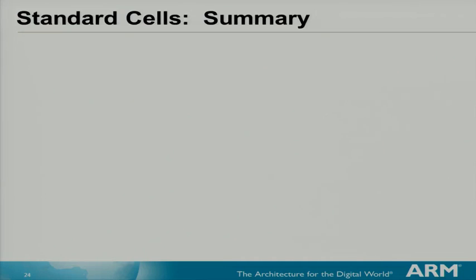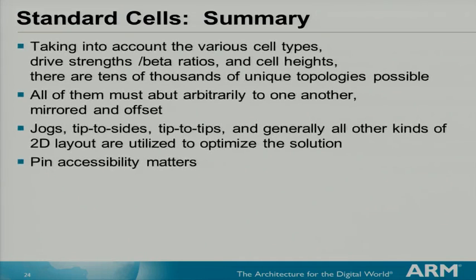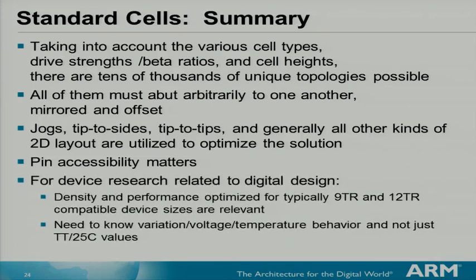So in summary, coming to the end of this section, a standard cell library can have different unique topologies and thousands of cells in them, depending on drive strengths, beta ratios, and different cell heights. They must abut arbitrarily to one another and can be mirrored and offset. There are a lot of different layout solutions to get to the optimized result. Pin accessibility matters a lot.